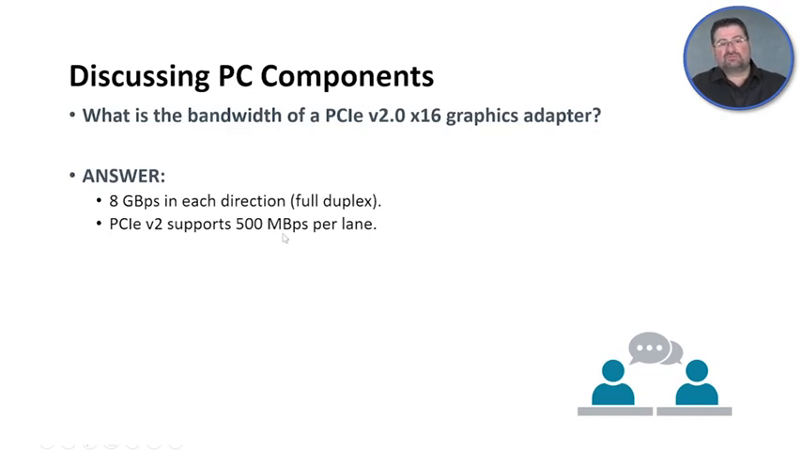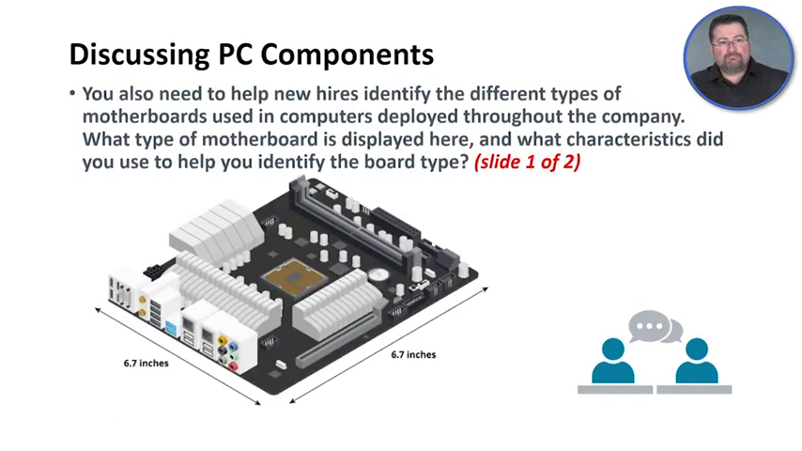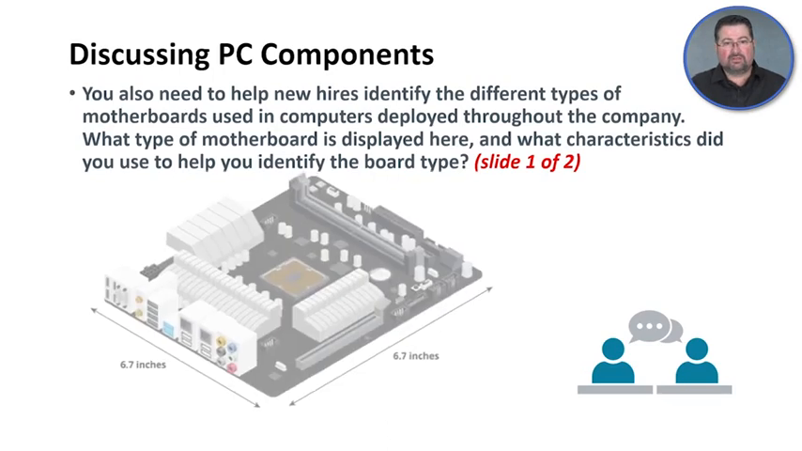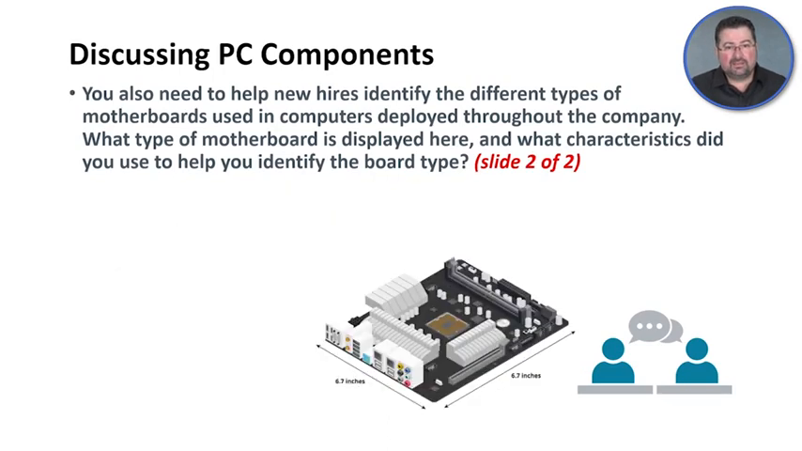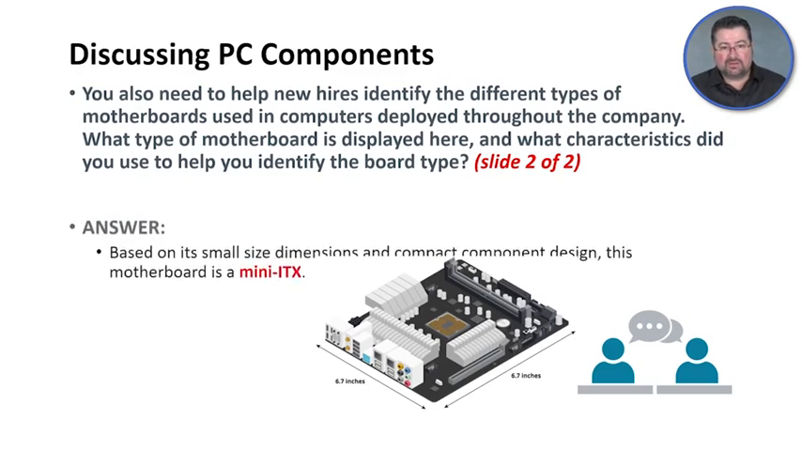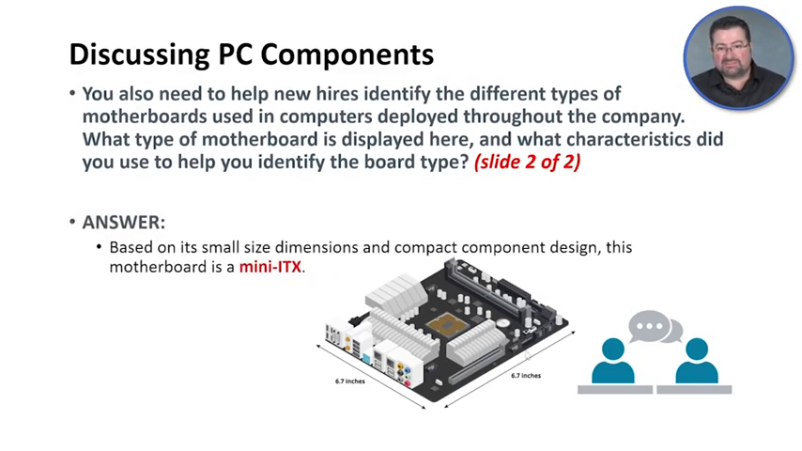PCIe version 2 supports 500 megabytes per lane. All right, here we go. Look at this motherboard. Tell me what type of motherboard this is. Do you know what type of motherboard this is? Yes, sir. That's what I like to hear. It is an ITX. How do we know it's ITX? Because it is 6.7 by 6.7.